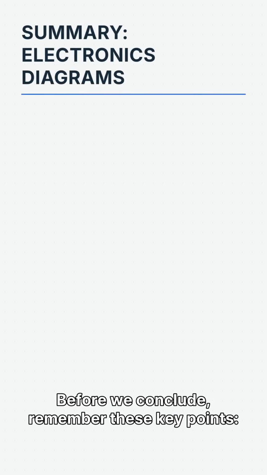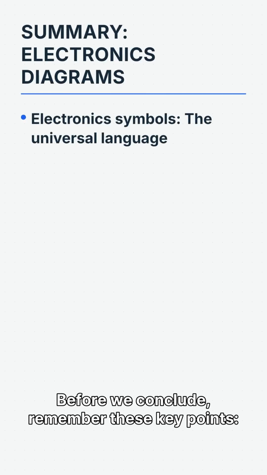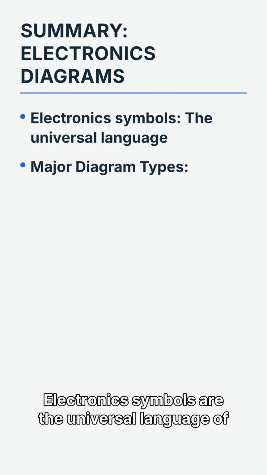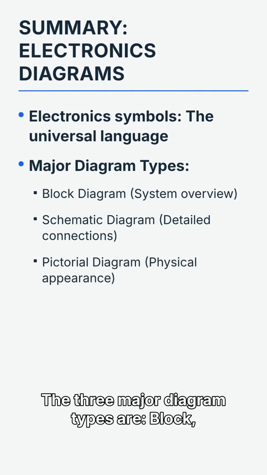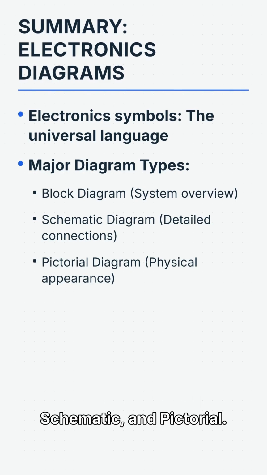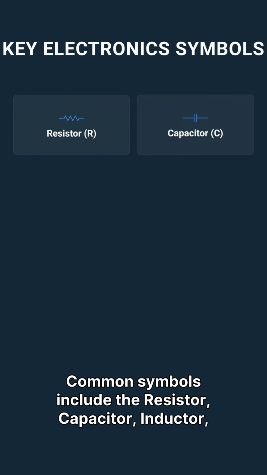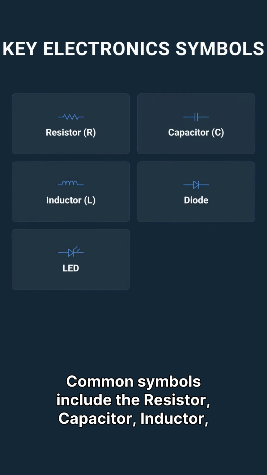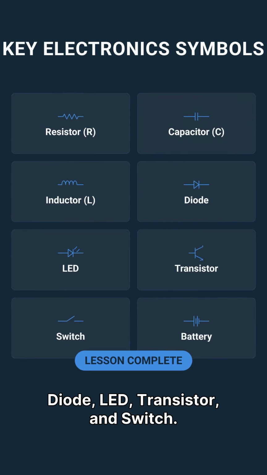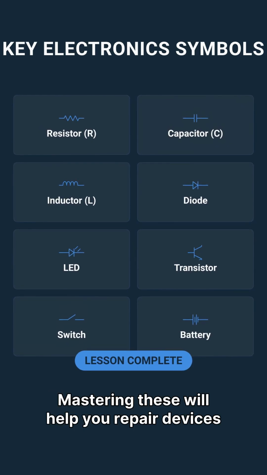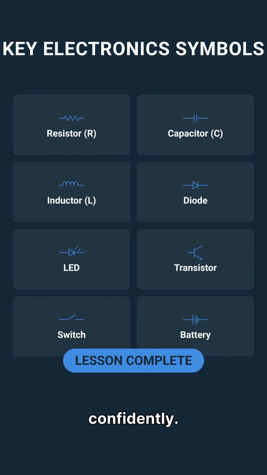Before we conclude, remember these key points. Electronic symbols are the universal language of electronics. The three major diagram types are block, schematic, and pictorial. Common symbols include the resistor, capacitor, inductor, diode, LED, transistor, and switch. Mastering these will help you repair devices confidently.